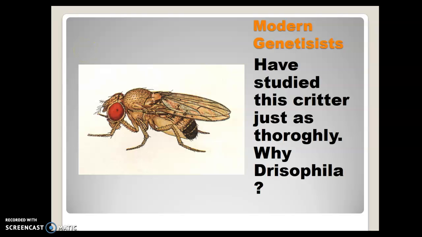Drosophila fruit flies. The Drosophila fruit fly is an organism that scientists have studied at great length when doing genetic studies, for a number of reasons. One of the many is that their eye color is a sex-linked trait. The males have one color eye, the females have another color eye, so it's easy to separate them. We'll learn about sex-linked traits later.